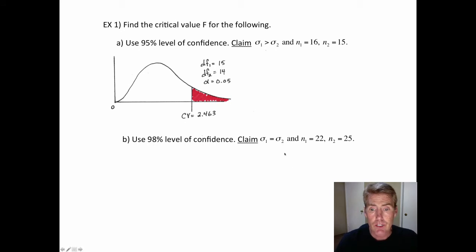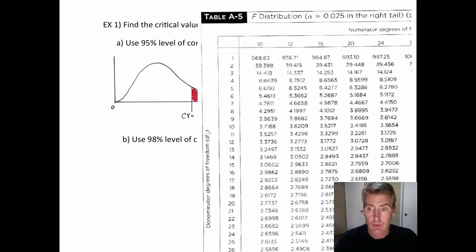This time, what if it said equals? Well, if it said equals, technically you're supposed to put 2 tails. 0.025 on one side, 0.025 on the other side. So the right side is going to have 0.025. So we're going to be using this one that says 0.025 in the right tail.